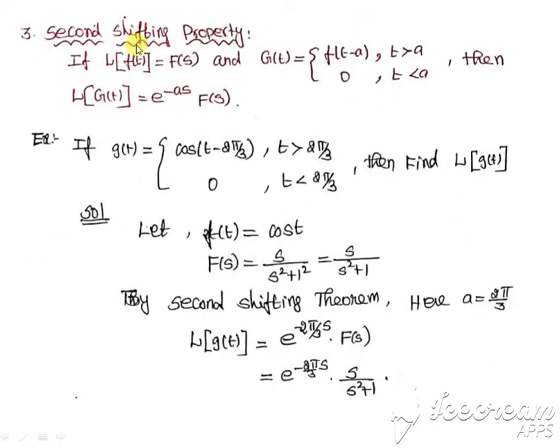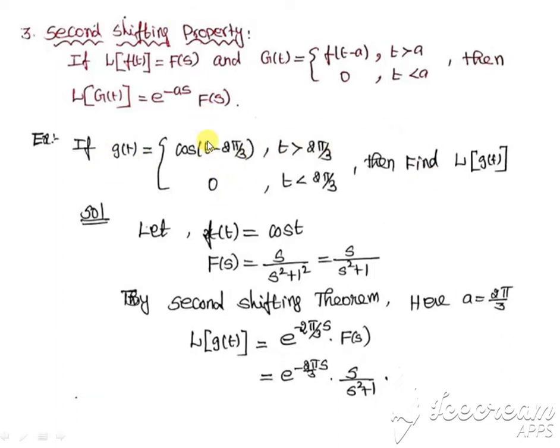Then the third property, the second shifting property. If Laplace of f of t is F of s, and g of t is written as f of t minus a when t is greater than a, and 0 when t is less than a, then Laplace of g of t is equal to e power minus as into F of s. So, example problem, this is the given problem.